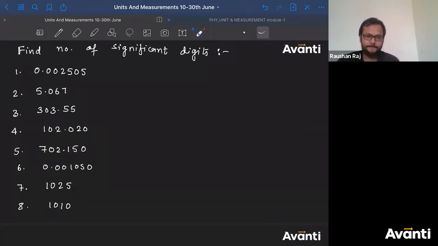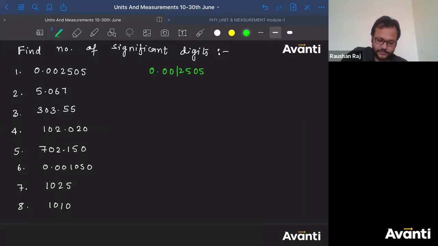4477. Okay. See, those who have gone for 7, I think they have missed something. Answer is what? 4 only. Let me count it for you. Non-zero: 1, 2, 3. Trapped 0: 4. They are what? Leading zeros. They are what? Non-significant. Let me write this.